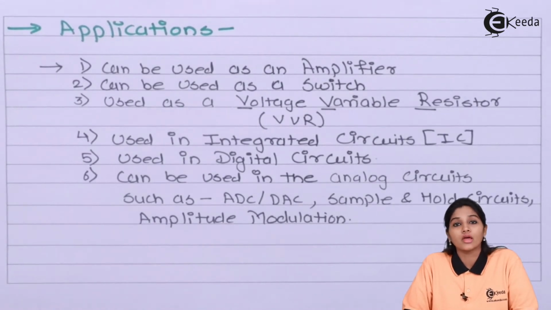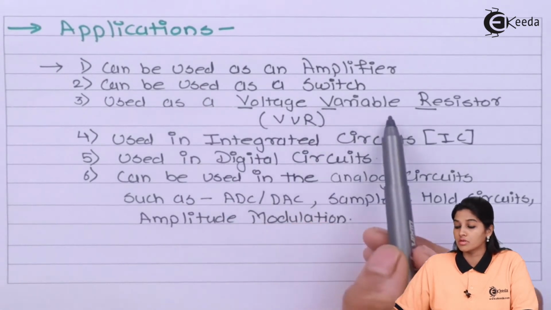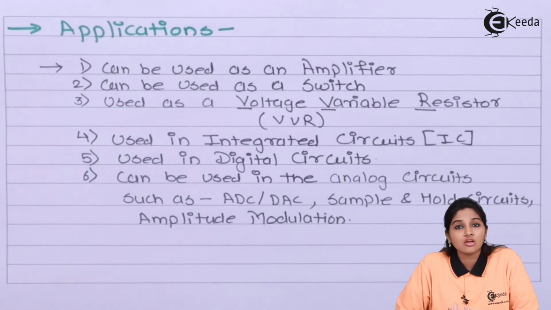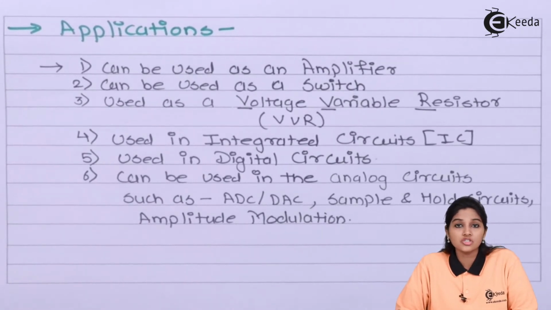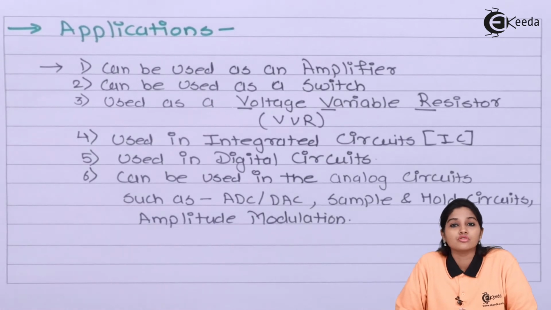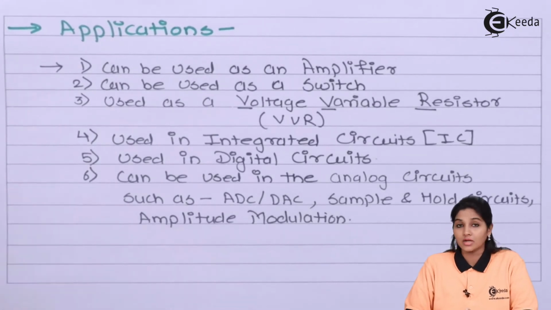The next application of FET is that it can be used as a voltage variable resistor, because whenever we consider an N channel or P channel JFET, we need to consider the internal channel resistances RA and RB. The values of RA and RB are considered variable resistors because their values depend upon the magnitude of the voltage applied between drain to source and gate to source terminals. As this voltage varies, the values of RA and RB also vary. The voltage dropped across this resistance causes reverse biasing of gate to source voltage. Therefore, we can use JFET as a voltage variable resistor, that means VVR.